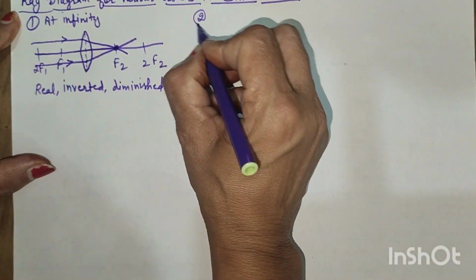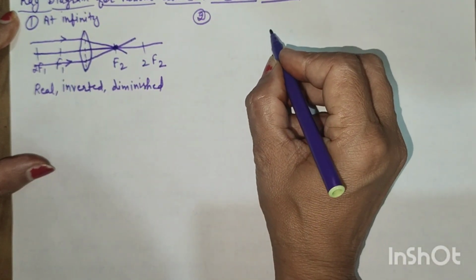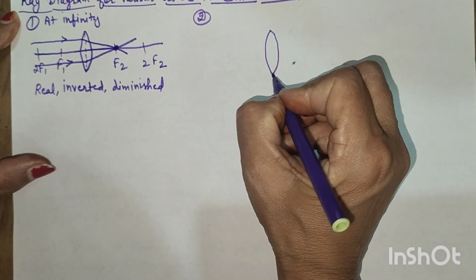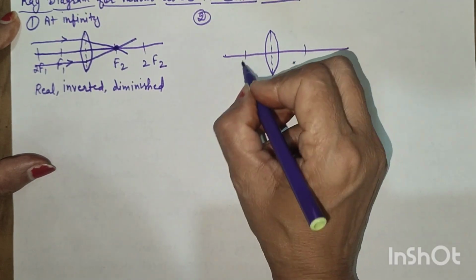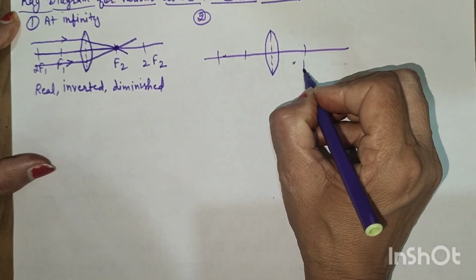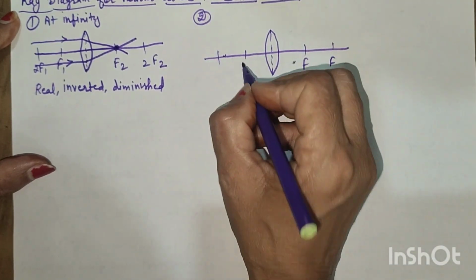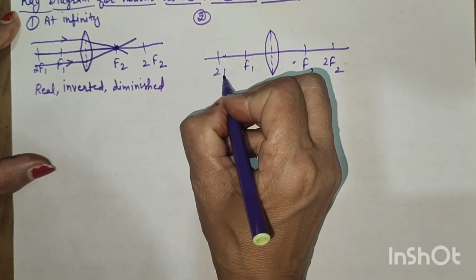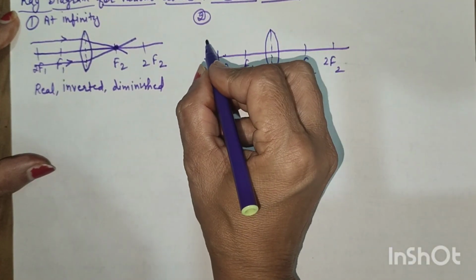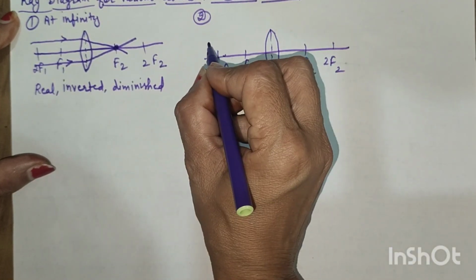Now at the second position, draw the convex lens, mark F1, F2. Now the object is placed beyond 2F.